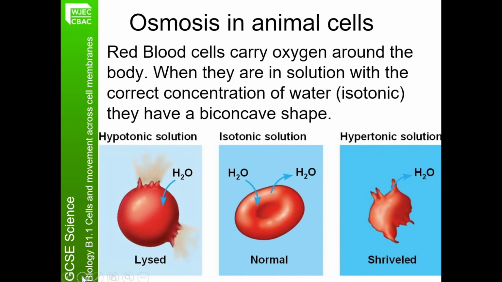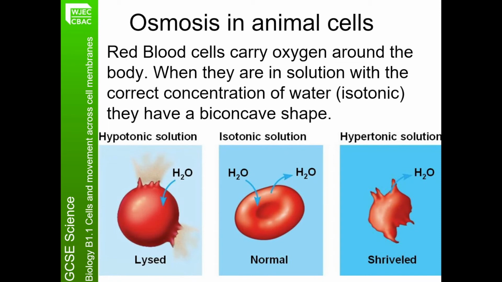So here we can see 3 diagrams. These are on page 39 in your booklet. We know that red blood cells play a really important role in carrying oxygen around the body. And when they're in solution with the correct concentration of water, in other words, an isotonic solution, they have that regular biconcave shape. So here we can see in the middle, this is what our normal red blood cell would look like, the biconcave shape.